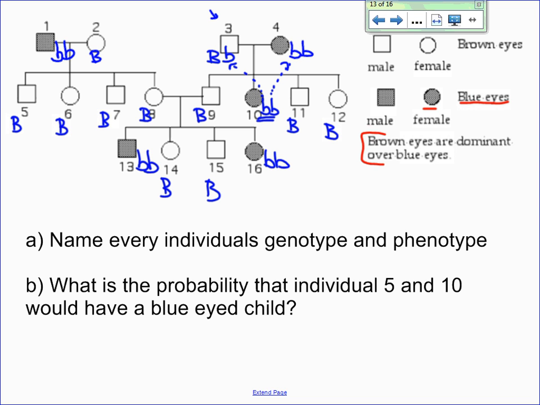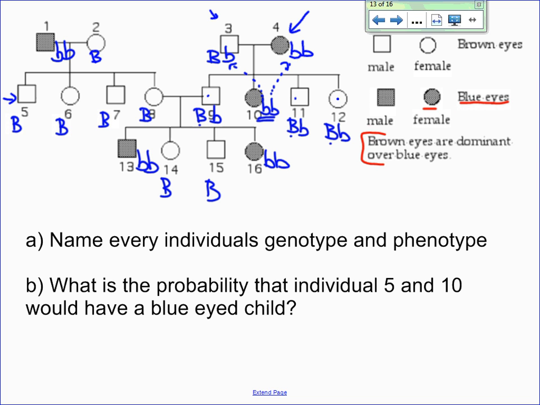All right, let's take a look at the next generation. If we take a look at 9, 11, and 12, we know they each have one big B, but their mom can only donate a little b, which means 9 must be big B little b, 11 must be big B little b, and 12 must be little b little b, because their mom could only give them a little b. Let's move over to the other side to 5, 6, 7, and 8.